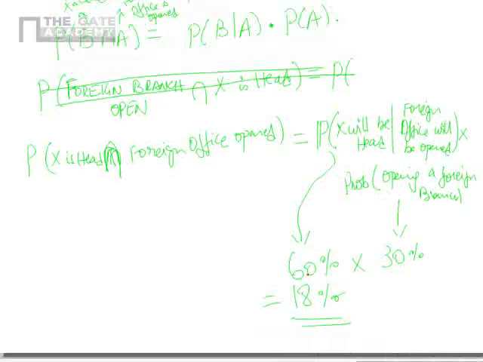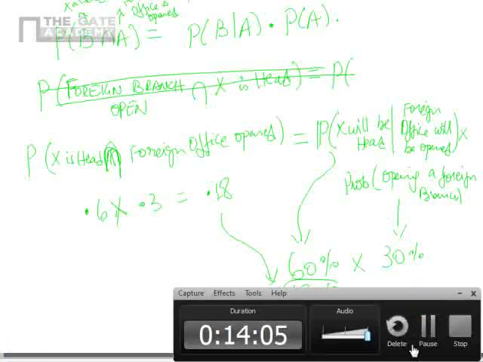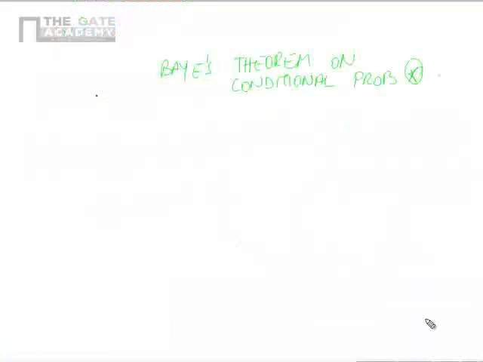Correct? 60% is 0.6, right? And 30% is 0.3. If you multiply both, you will get 0.18, that is 18%. So, probability that X is head and the foreign office is opened, both have happened, is 18%. So, that is the solution. Clear? So, we are going to move ahead.